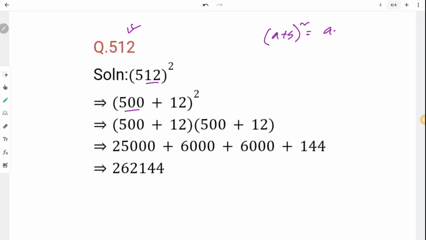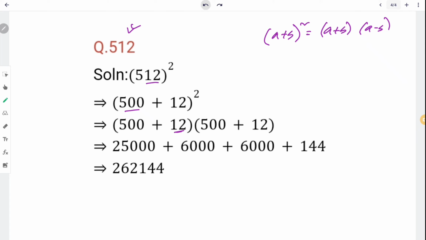So once we're done with that, you'll see this in the formula a plus b the whole square. So this can simply be written as a plus b and then a plus b again. So once you're done with that, we have to take this 500, multiply with 500 once, and again this 500 will multiply with 12. Okay, and once you're done with it, you can see that again we have 12 here, right? Then we'll take this 12, multiply with 500, and again take this 12 and multiply with 12.